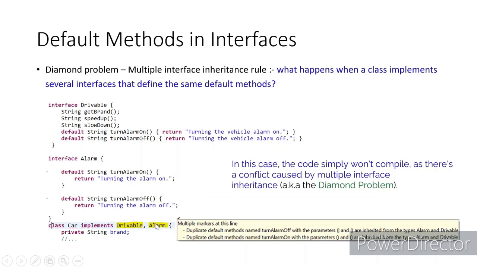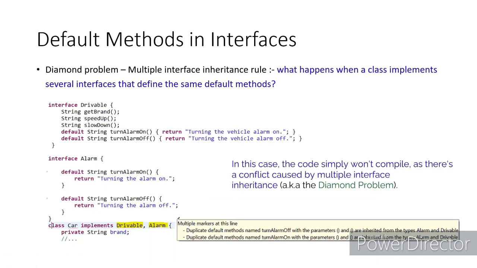All the methods inside drivable will be inherited in class car. All the methods in the alarm interface will be inherited in class car. In class car, obviously, you will have to override the abstract methods. But for default methods, you don't have to override. But the problem is, two versions of turn alarm on and turn alarm off will be inherited. One pair will be inherited from the drivable interface and another from the alarm interface.